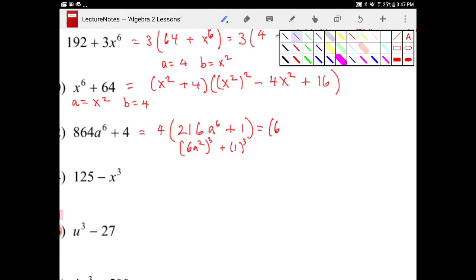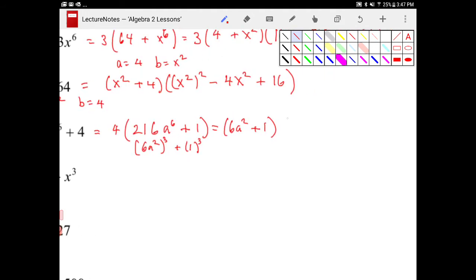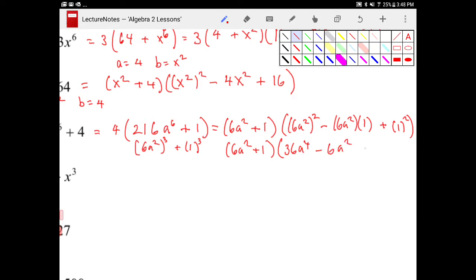So this turns into 6a squared plus 1 times 6a squared squared minus 6a squared times 1 plus 1 squared. Or it's really 6a squared plus 1 times 36a to the 4th minus 6a squared plus 1.